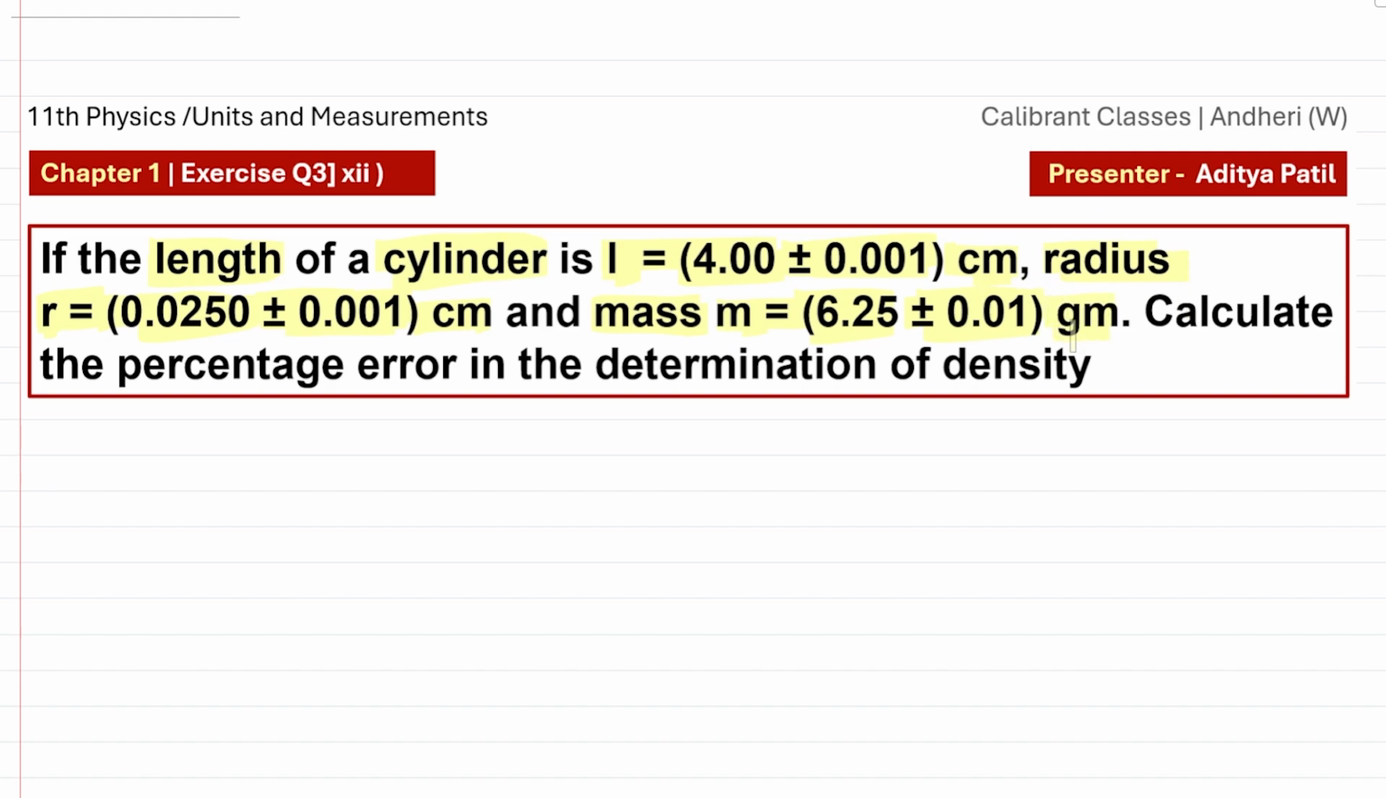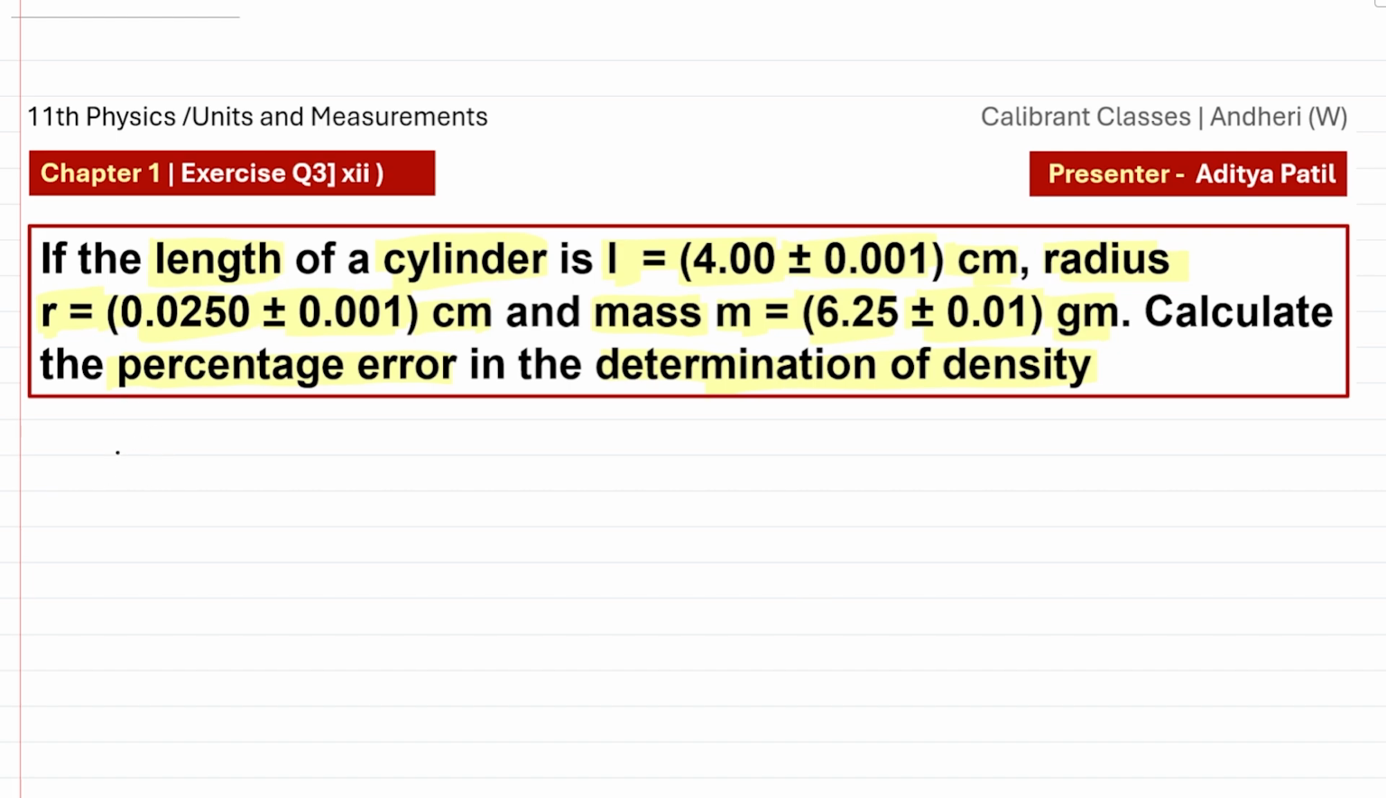Using all these physical quantities, we have to calculate the percentage error involved in the determination of the density of the cylinder. So I'll just repeat: we do not have to calculate the density of the cylinder, we have to calculate the percentage error when we are calculating the density of the cylinder. So the question is about percentage error and not about density. Now that we have discussed our question, let's move on to the solution of this particular numerical.